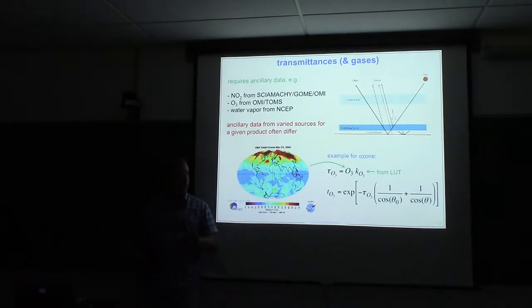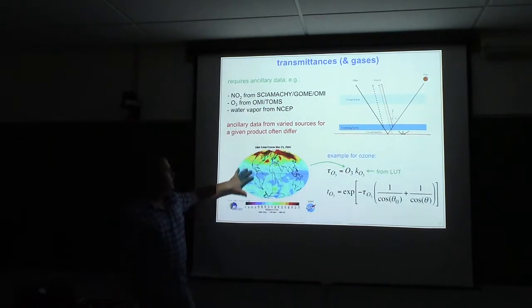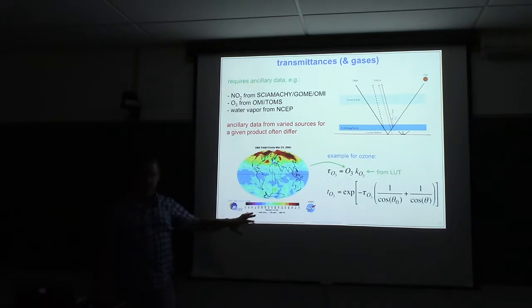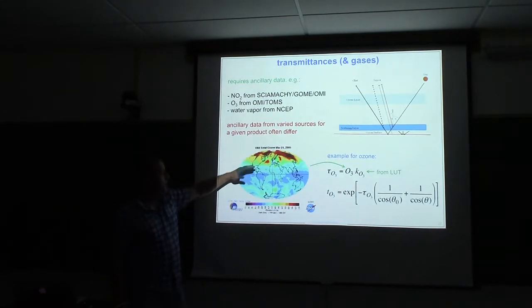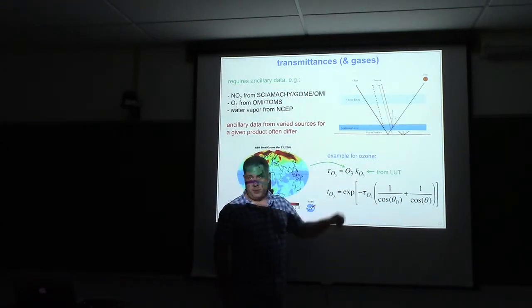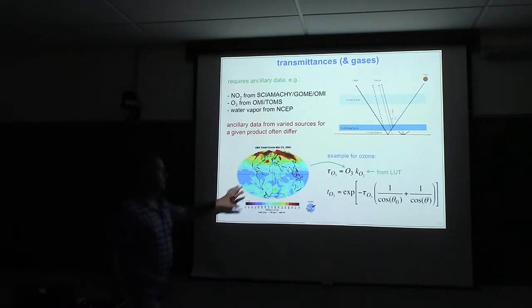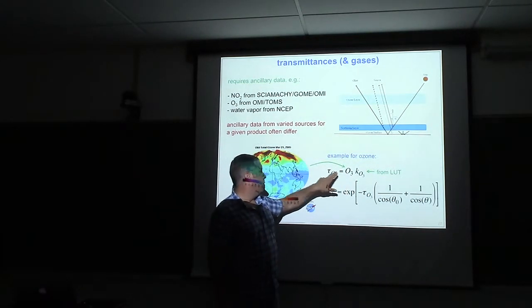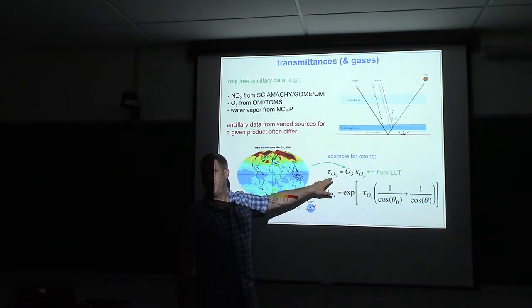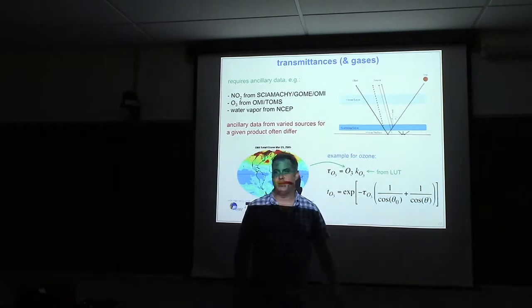mechanically, so you know how the correction works, is you have a concentration of what you care about. In this case, this is a map of ozone from OMI, and you can see latitudinal dependence here. You have a lookup table that describes the absorption characteristics, the spectral absorption characteristics. The product of the two will give you an optical depth. And so that optical depth can be converted into a transmittance if you know the geometry that you're looking for.